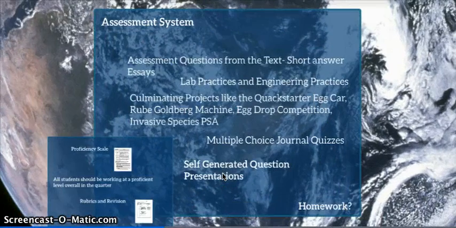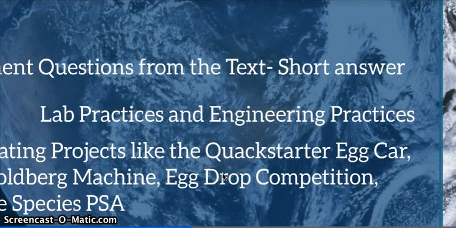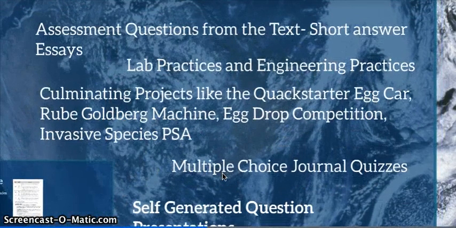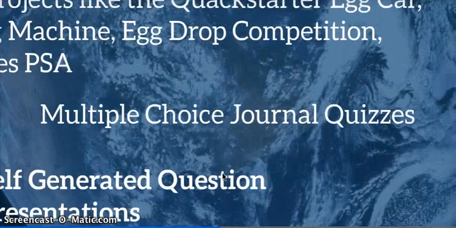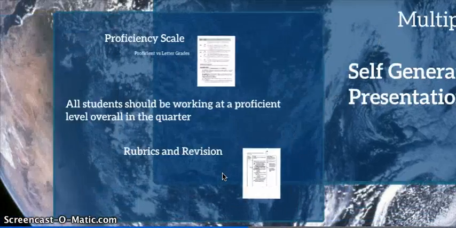So we use various things. Assessment questions from the book that they actually get a separate worksheet for that they turn in to me. Obviously lab practice, engineering sheets from anything from analysis, hypothesis, graphing, to various different worksheets that I'll provide them. These are some of the projects that we'll do this year. Multiple choice journal quizzes and self-generated questions where they do a presentation, usually 60 seconds to 120 seconds long. Homework usually is working on these bigger projects and maybe some reviewing of information and sometimes overflow for analysis questions they were supposed to work on.